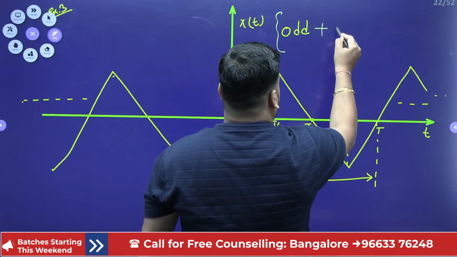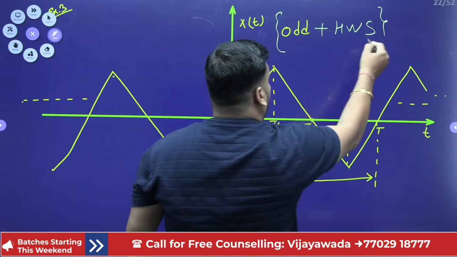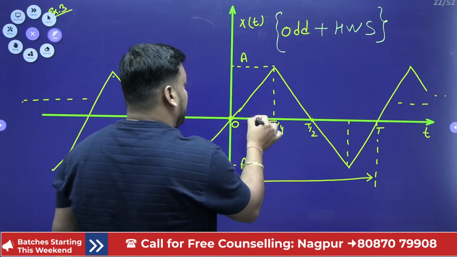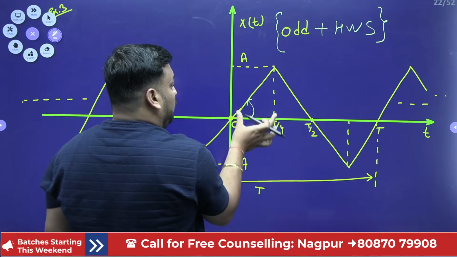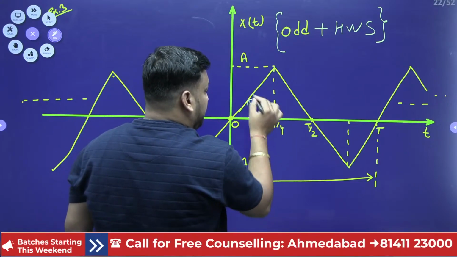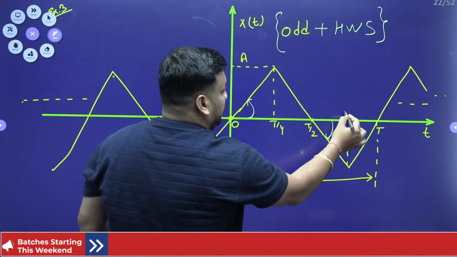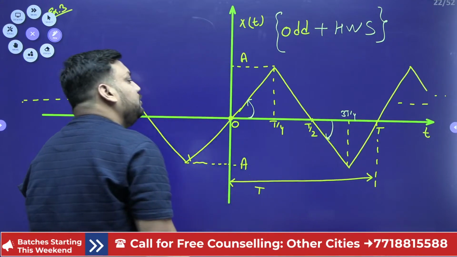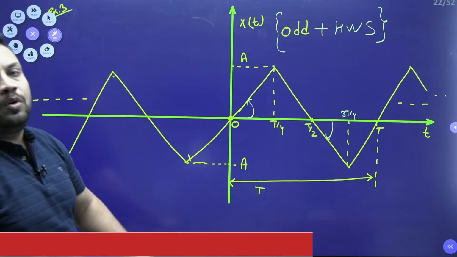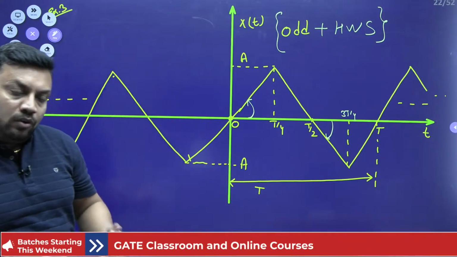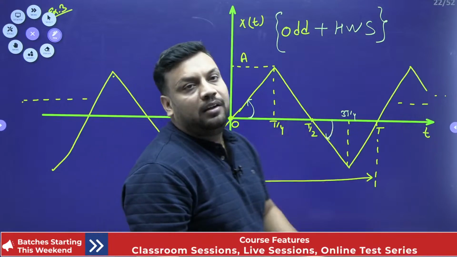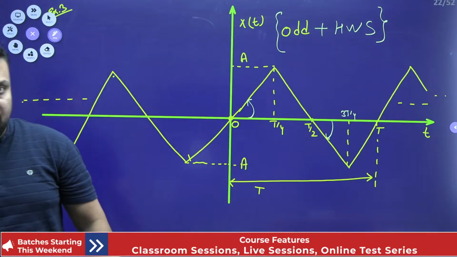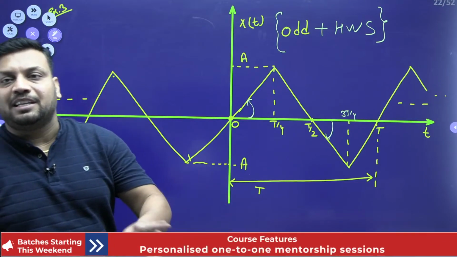Now tell me, is it HWS or not? Yes sir, it is HWS also because it satisfies the slope criteria. Here the slope is A upon T by 4 and the same slope is negative here, this distance is 3T by 4, and the magnitude is also minus A. Because it satisfies the slope criteria, we say the slope is our short trick, my dear student. You need not write it, and in GATE you will have an option about whether the signal contains HWS or not.